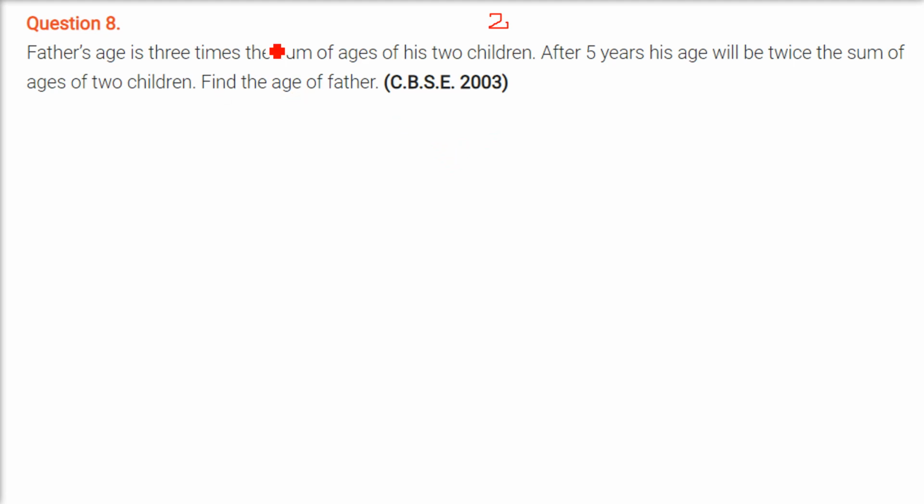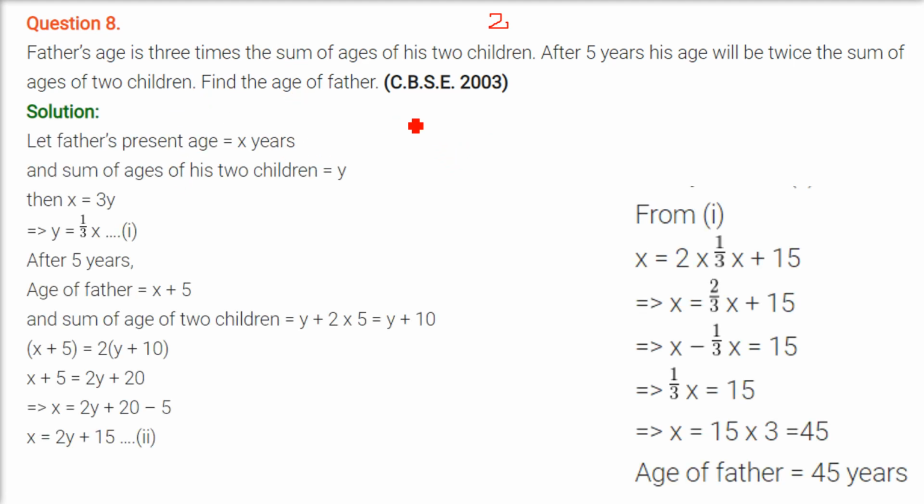So first is that we assume that the father's age is x and the sum of ages of 2 children, say, let us say that one son is y, one son is z. So now we will have 2 more variables, but the situation is we are only provided 2 conditions. So we can have only 2 linear equations and we can find x and y. But here we have y and z. So what we are trying to do here is we are just taking this y plus z as one entity. Let us say y plus z is y only. The sum of ages of 2 children is y.